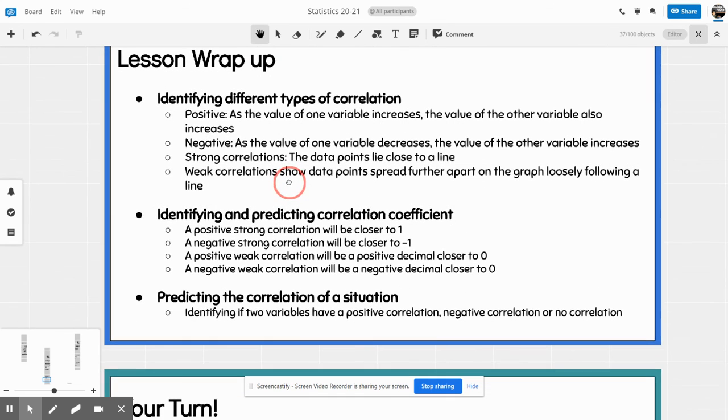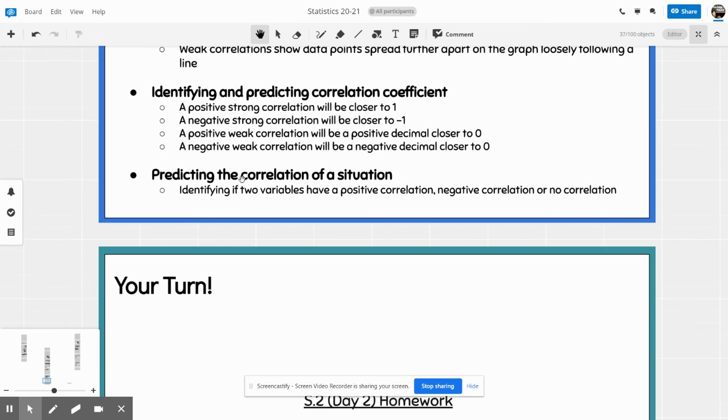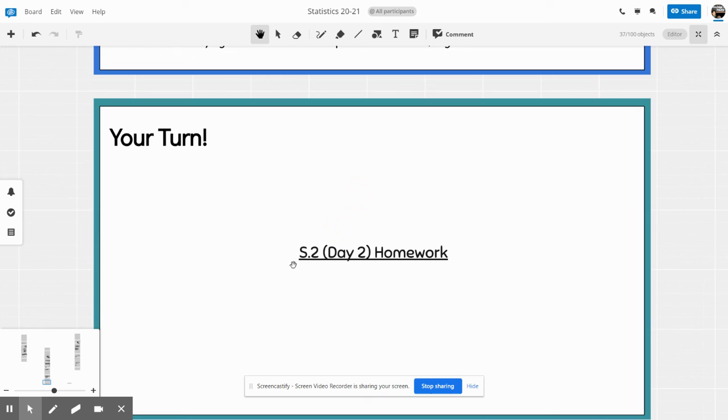When we're predicting correlation coefficient, positive strong is closer to 1, negative strong is closer to -1. Positive weak will be a positive decimal closer to 0, between 0 and 1. A negative weak correlation will be a negative decimal that's in between 0 and -1 again. So that's the little scale I showed you before. And then we also just talked about the correlation of a situation, if it's positive, negative, or none. You have a homework assignment for today that's following exactly what we did in our lesson.